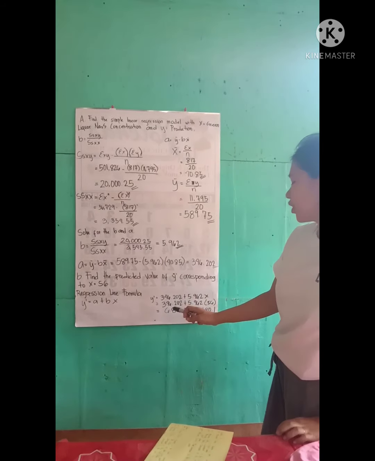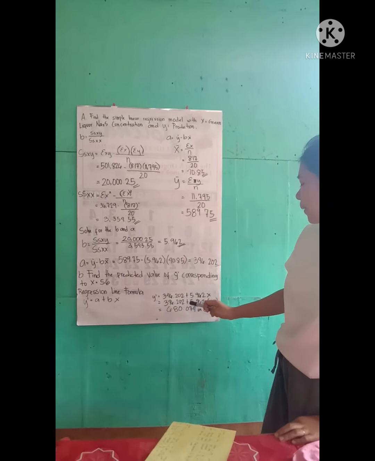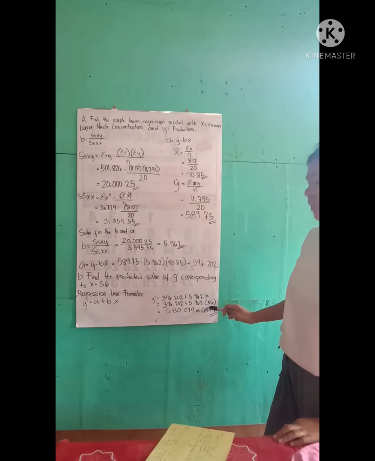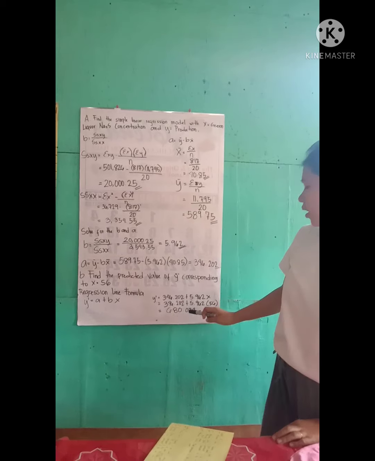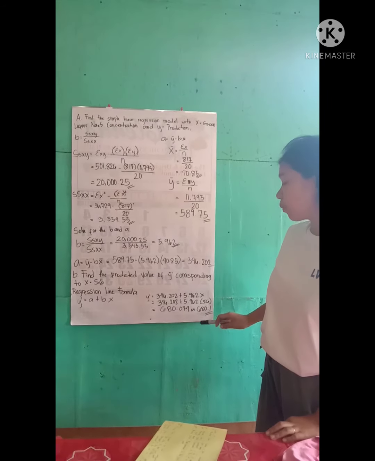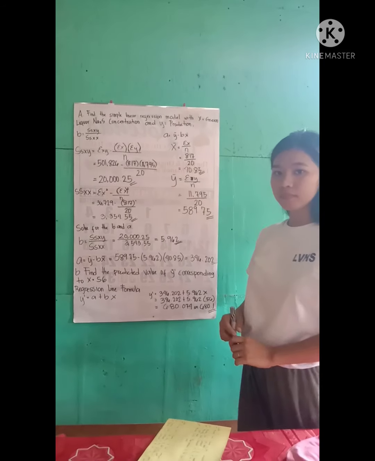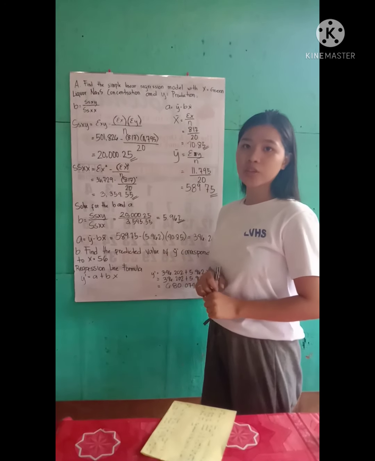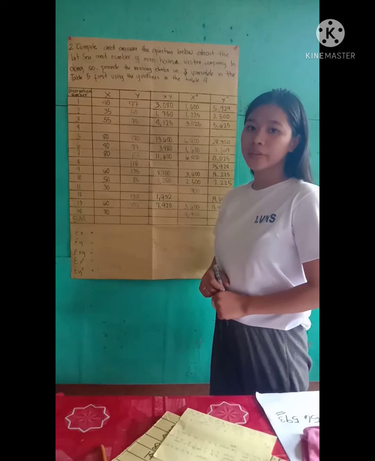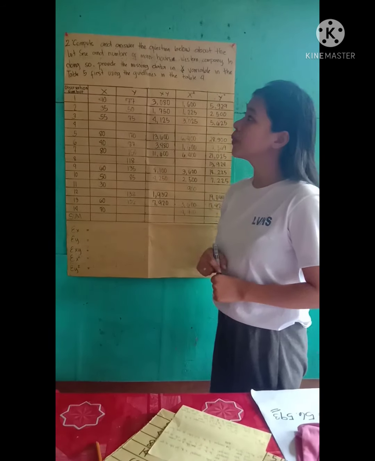So 346.202 plus 5.962 times 56 is equals to 680.74 or 680.1. Answer to question number 1. And let's proceed to question number 2.